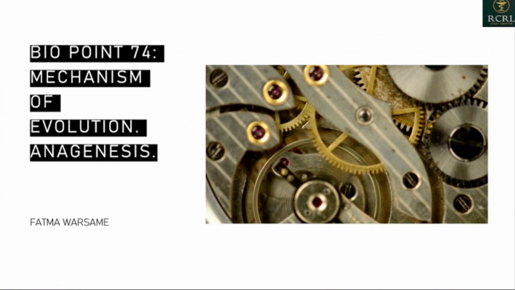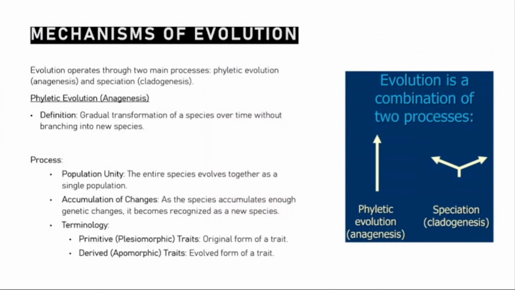The first is through anagenesis, which is basically the genetic changes which happen within a species. But these changes are small, they're not big changes. They're just small changes within one species, and they are not big enough to allow the species to branch off into different species.